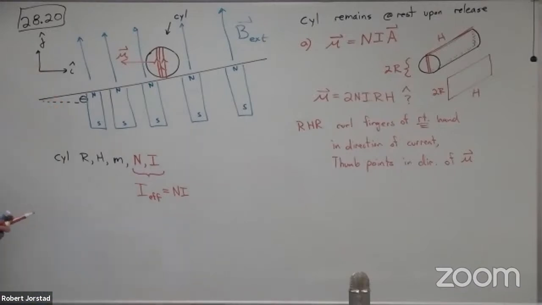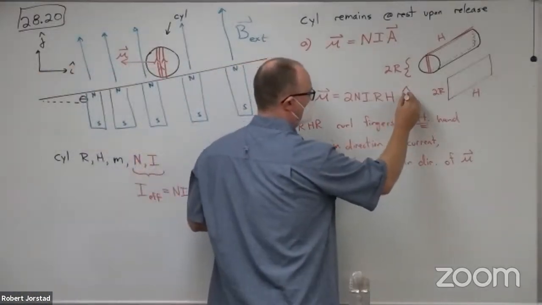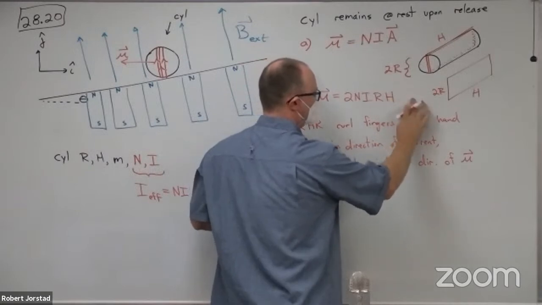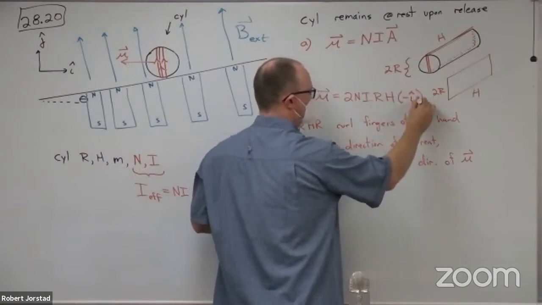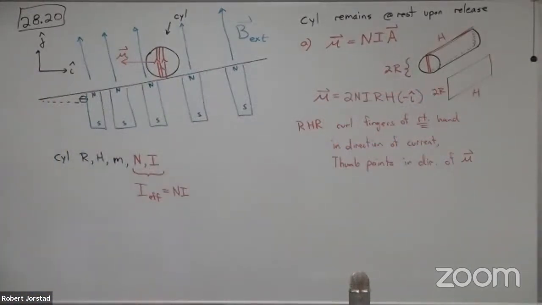So in this case, what's the question mark here? Oops. That is the magnetic moment vector. Feeling it?